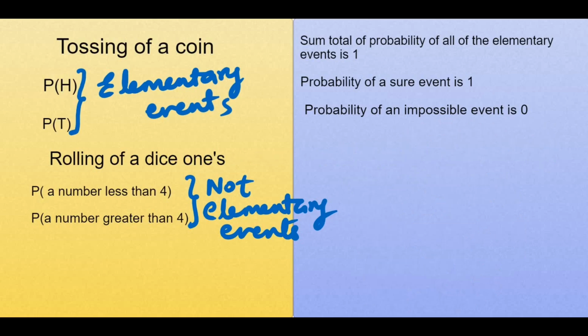Now, summarizing what we have learnt in this slide: the sum total of probabilities of all the elementary events is always 1. So that is a verification. That means if the sum is not turning out to be 1, then we are not talking about the probability of elementary events. And the probability of a sure event is always 1, and the probability of an impossible event is always 0.